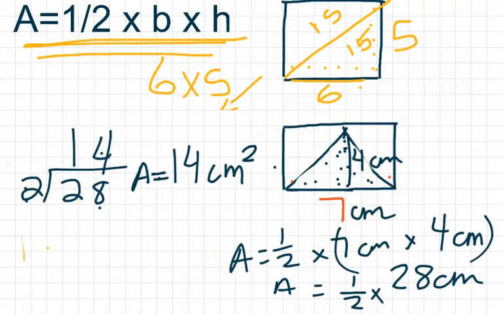Do you see that? That is how I get the area of any triangle. So it's the same formula. What we're doing is just looking at a different height, okay? But the formula is pretty much always the same.